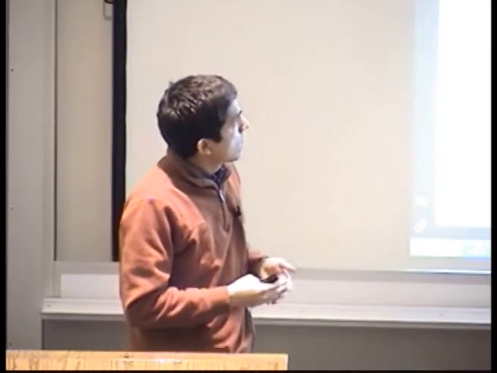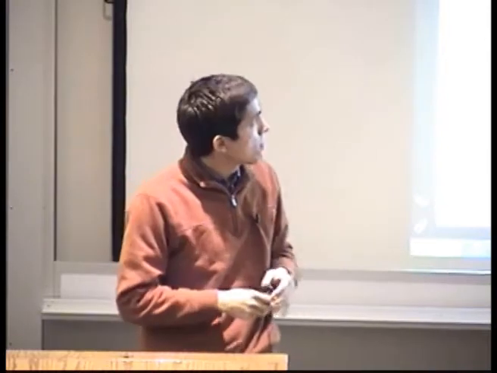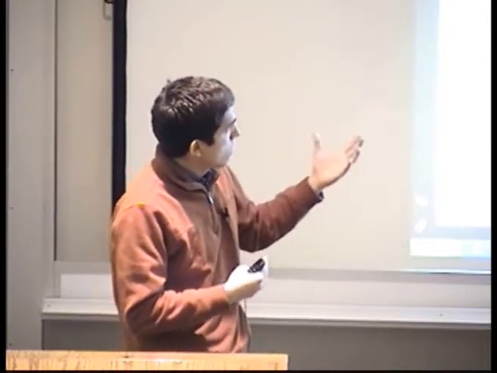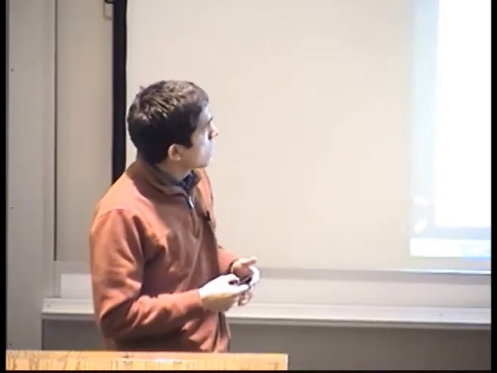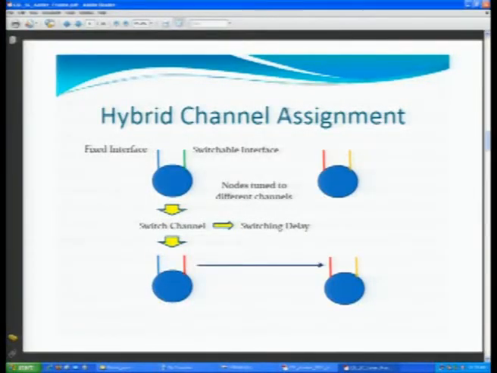The static channel assignment is when all the radios of a node are fixed to a particular channel. And the last one, and that is the one we are interested in, is the hybrid channel assignment. Some of the radios, some of the interfaces, are fixed, and some of them can switch to other channels. For example, in this case, if the first node wants to transmit to the second node, only one of those interfaces is used for receiving data, and the other interface is used to transmit the data. So if this node wants to transmit to the other node, the switchable interface has to tune to the fixed channel of the other node, and then it can transmit.